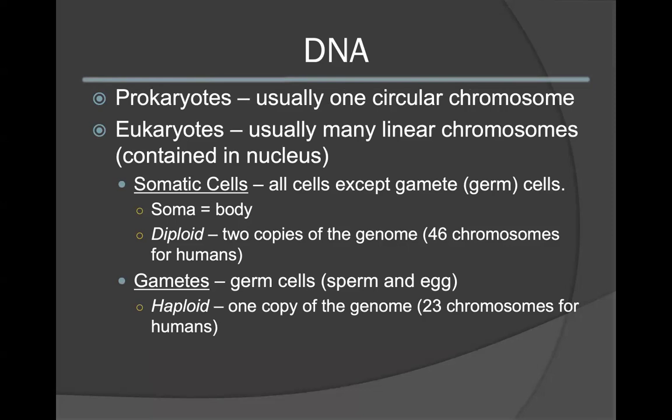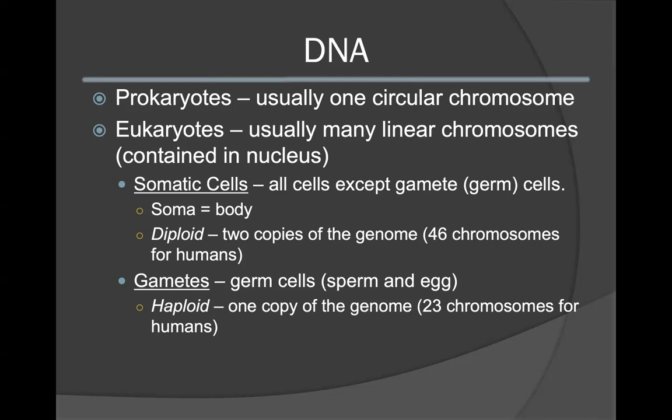However, in eukaryotic cells, because they are more complex in structure, eukaryotic cells have many linear chromosomes, and these chromosomes are going to be housed in the nucleus. Eukaryotic organisms typically have two different cell types, either somatic cells or body cells. These consist of all of the different cells in the body, except for your gamete or germ cells. These somatic cells can be termed diploid because they have two copies of the genome.